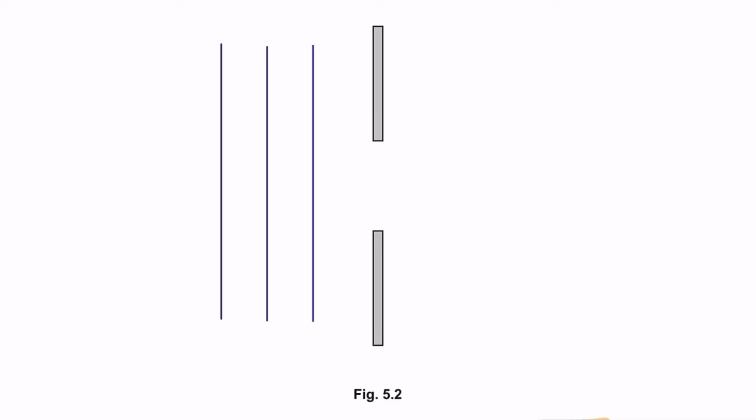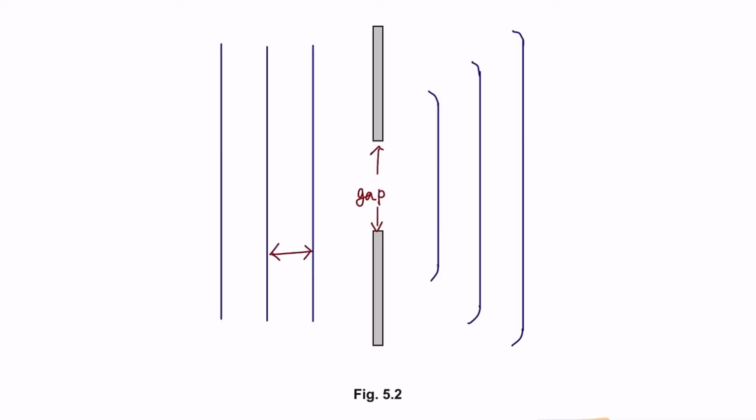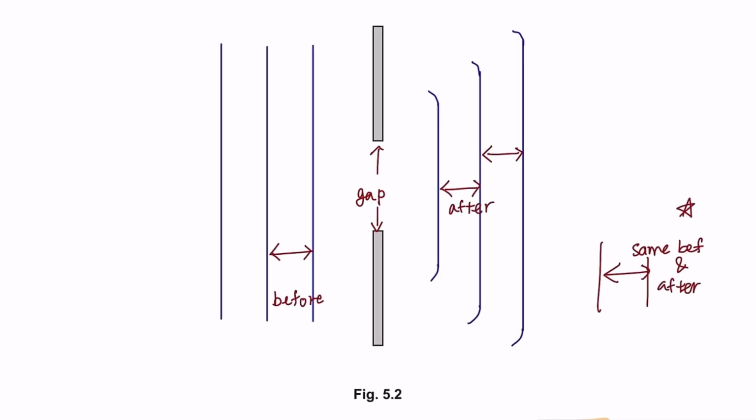As you can see here, the difference is that the gap here is much larger compared to the wavelength. When the gap is bigger than the wavelength, there will be less diffraction. So you're just going to curve a little bit at the end of your waves, like this. And make sure that the wavelength is the same as before.